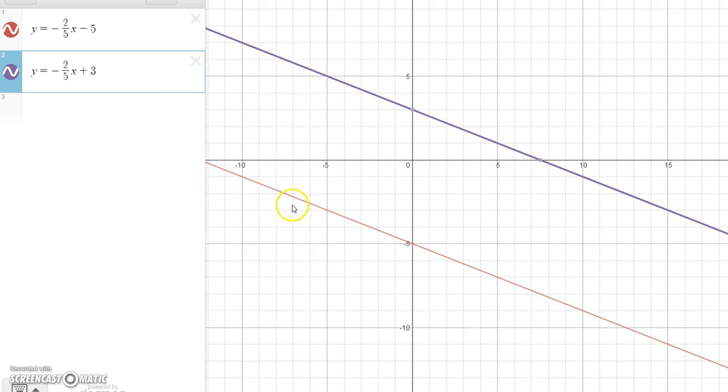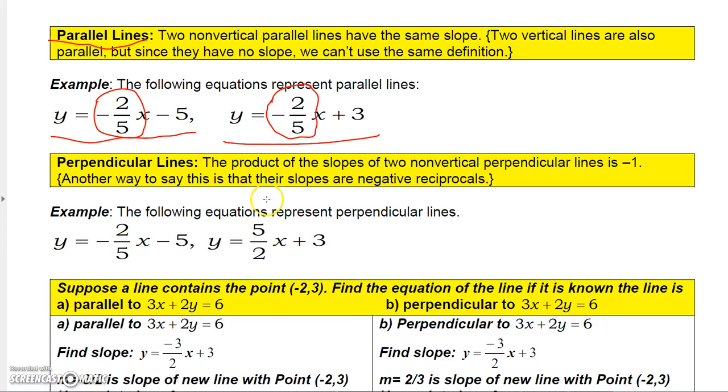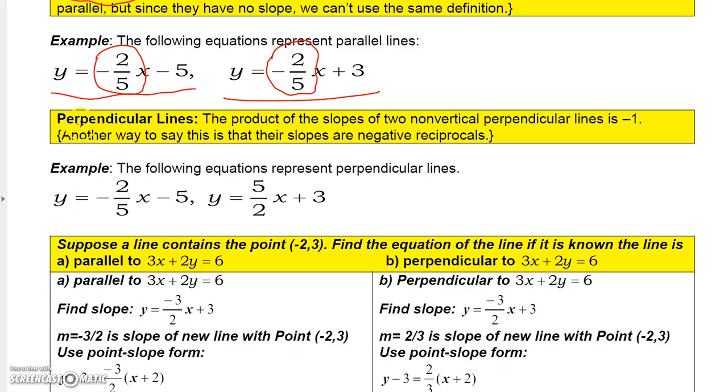So you can look at the graph of these two lines and see here's one line, here's the other line, and obviously they're parallel, they run parallel to one another. So that's what parallel lines will do. Now let's talk about perpendicular lines.